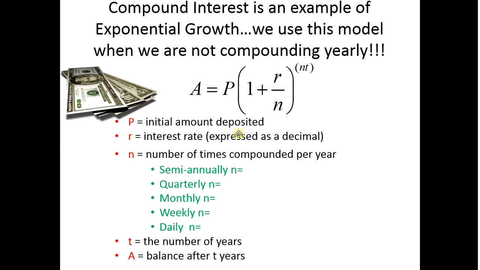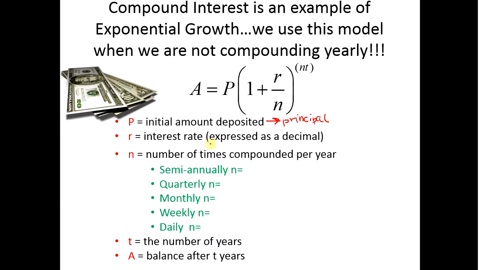So what do all those letters mean? P is the initial amount deposited. Normally that's called the principal amount that you put into the account. A lot of times for a savings account, they require you to put at least, I believe, $500 in for your principal. The interest rate expressed as a decimal is your R. So R is for rate.